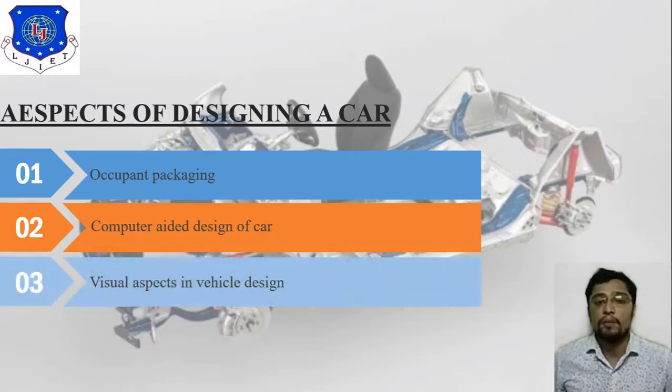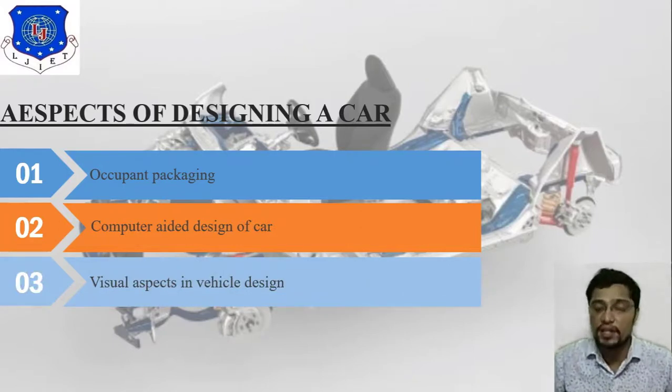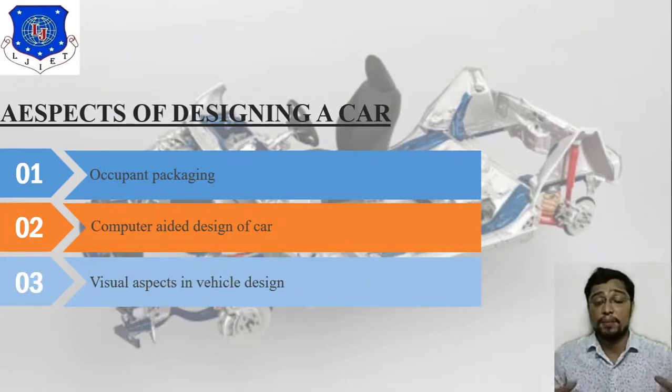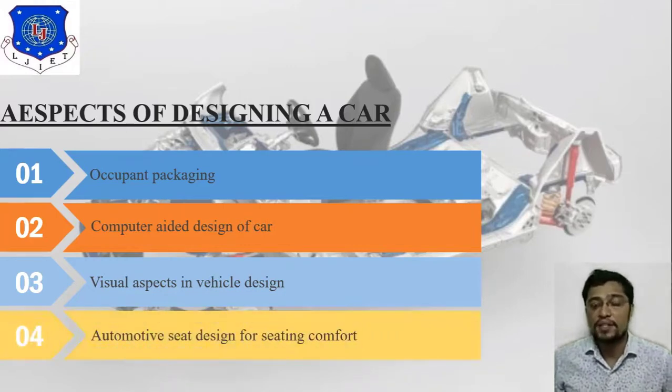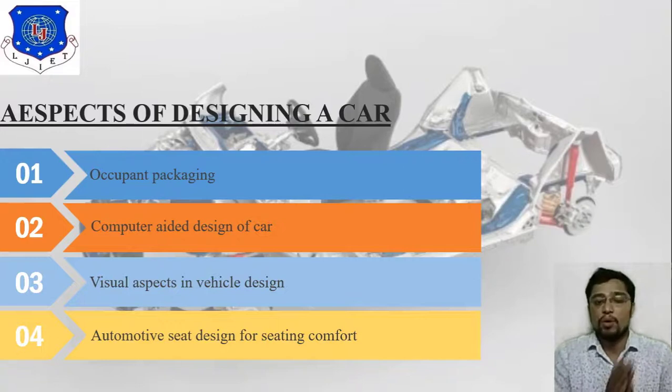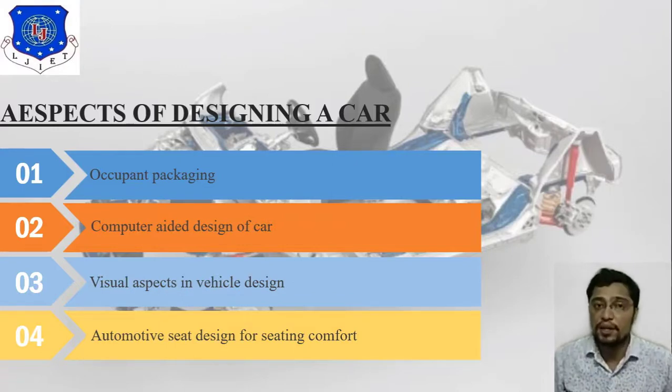Moving forward to the third point, the visual aspect in vehicle design, in which different mirrors can spot the blind area. This is the concept of the visual aspect in vehicle design. Fourth is automotive seat design for sitting comfort, which relates to a flexible seating design of the driver seat, with reachability to all controls. This is the aspect of designing a car. Move forward to the next slide.